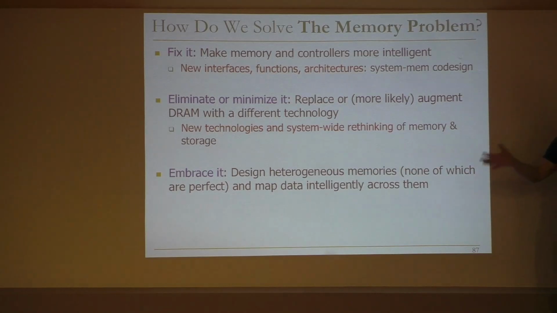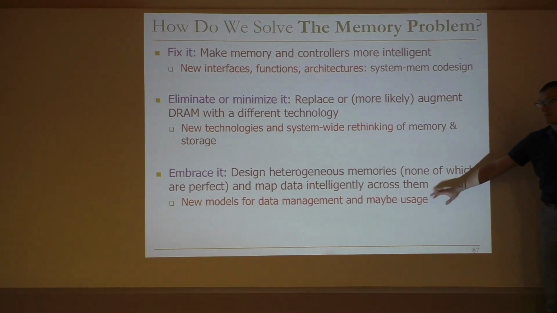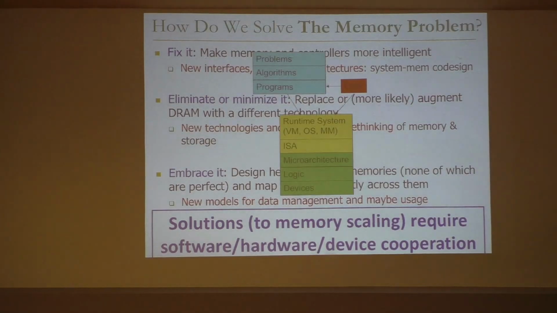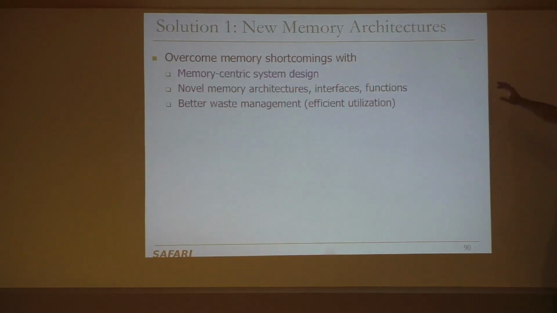So some critical data gets mapped to reliable memories, and non-critical data gets mapped to unreliable memories. This could lead to new models for data management and maybe usage. I believe none of these are easy, and there's no single solution. I think the solutions require software, hardware, and device cooperation in the end. So basically, we really need to think across the stack. Let's go through this very quickly.